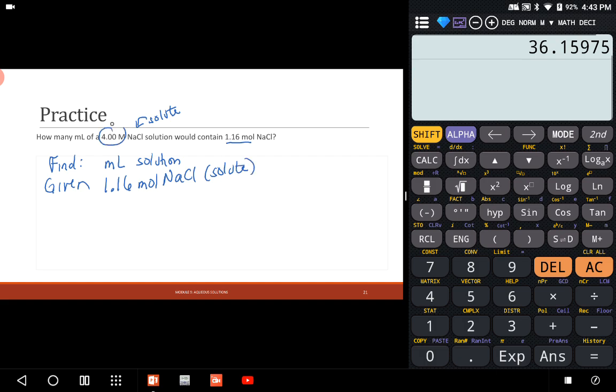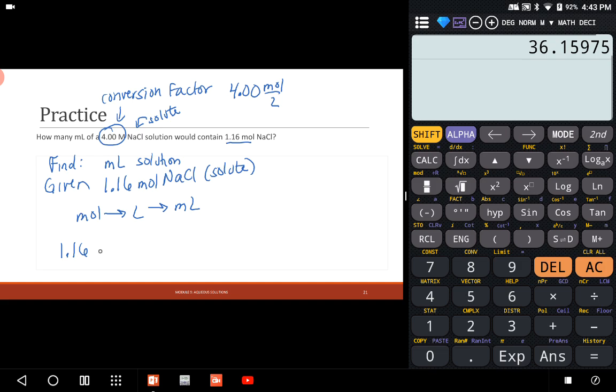I am told the concentration. That must be a conversion factor. And I know that the M really stands for moles per liter. So I'm looking at my units here, and I'm definitely going to need that to go from moles to liters. So I'm given moles. Molarity will get me to liters, and then I'll have to find milliliters from that.